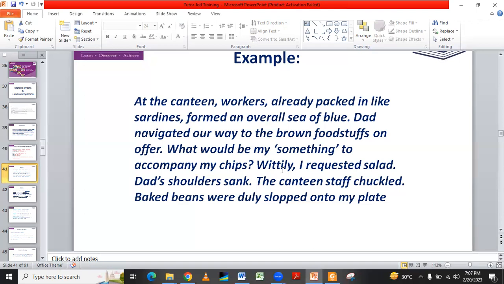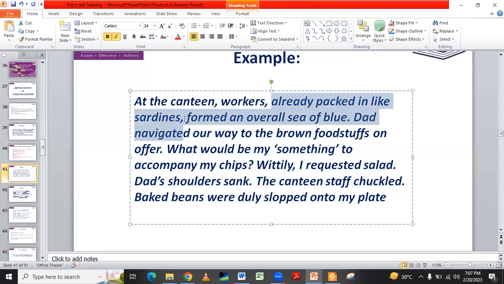Remember, we are looking for 3. So the first sentence says, at the canteen, workers are already packed in like sardines. Which one will you pick? Can that be personification? No, there's "like" there, isn't it? Or is it simile? Good. So already packed in like sardines. This is simile. You have another one, overall sea of blue. This is color. Then look for another one.